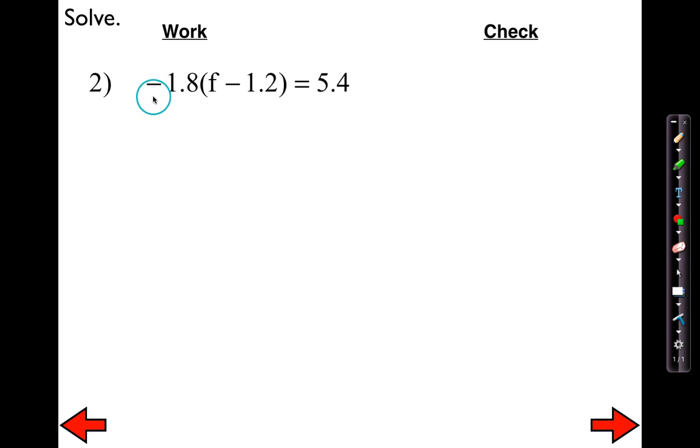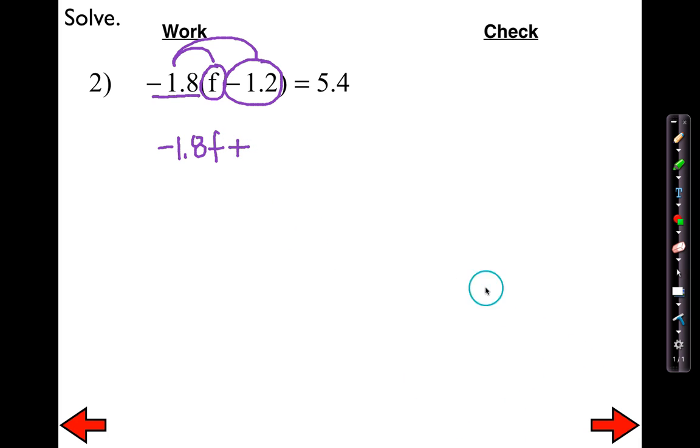First, I want to understand that I am distributing a negative 1.8. I'm going to distribute it to an f, so negative 1.8 times f is negative 1.8f. Then I'm going to distribute it to a negative 1.2. So negative 1.8 times a negative 1.2 is going to be positive, so I'm going to put plus.